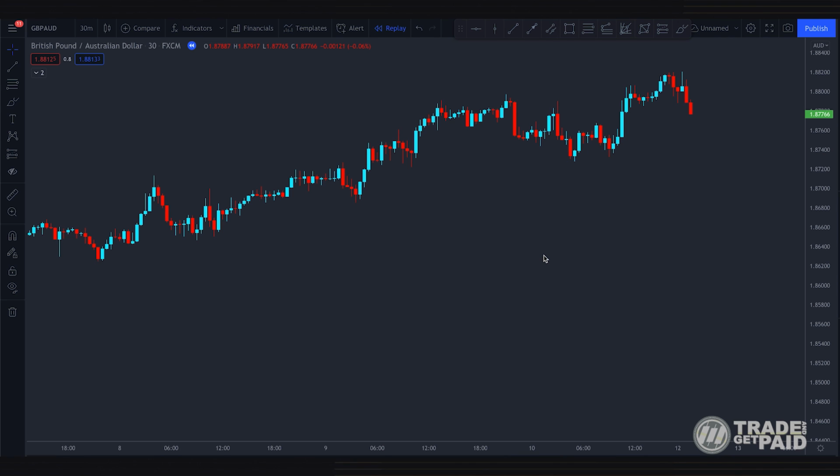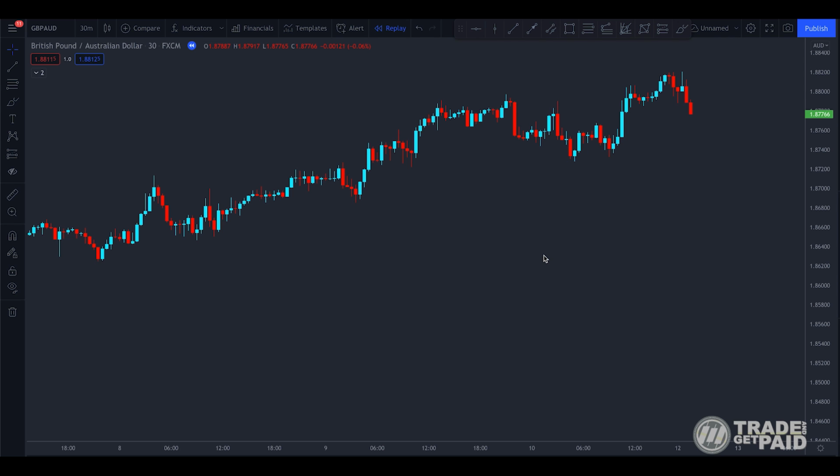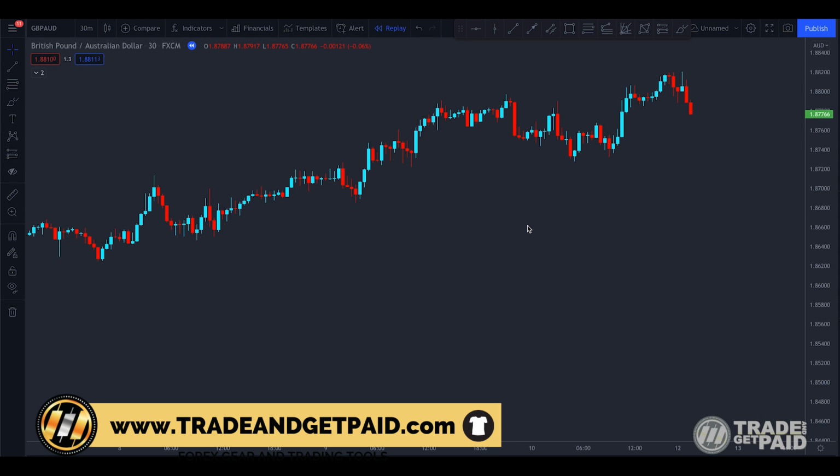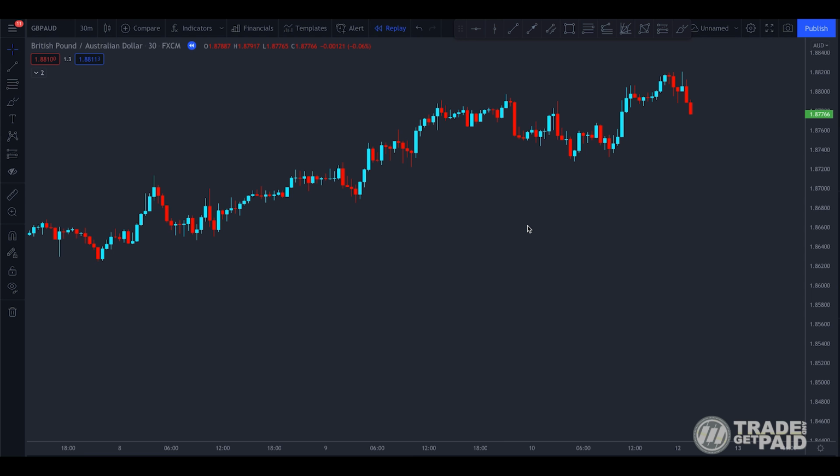All right, guys, so let's just jump right into it. We're looking at the GBP AUD 30-minute chart. And what I want to show you is a really awesome little trend line trick that can get you some serious high probability, low risk, high reward scalps in the market. So here we go. Let's check it out.